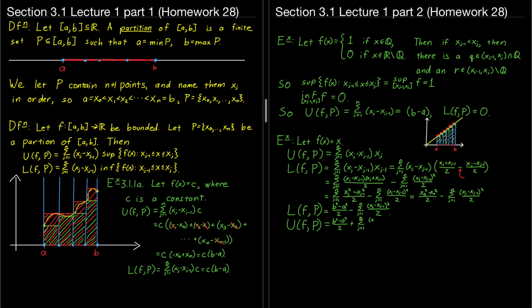And notice that we've got some squareds going on here. So this error term that we're adding in the upper sum, subtracting in the lower sum, is positive. And now notice that our little error piece.